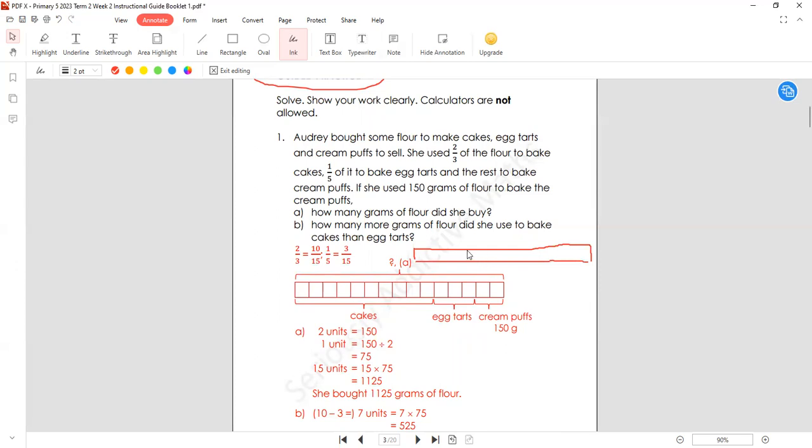Okay, so we got to do it step by step for them, right? So for the flour used to bake cakes, that's 2 out of 3, and so this is C. Okay, and then 1/5 of it to bake egg tarts. So how much is 1/5? To know what 1/5 is, we got to split it up into 5 parts each.